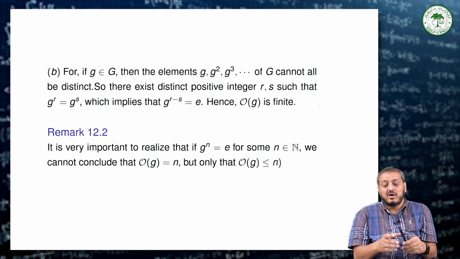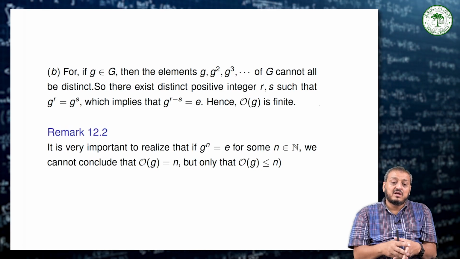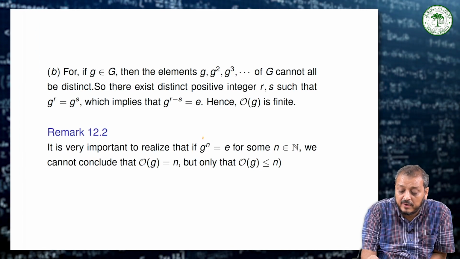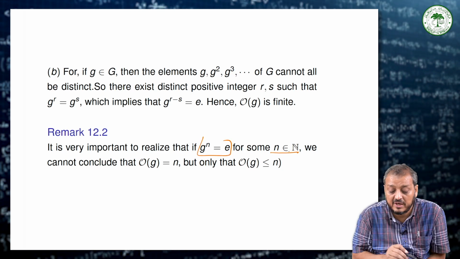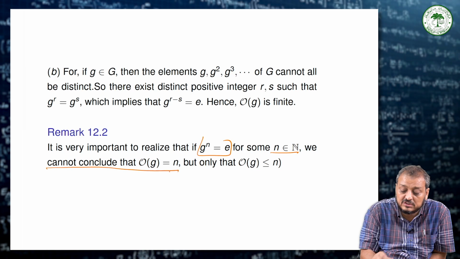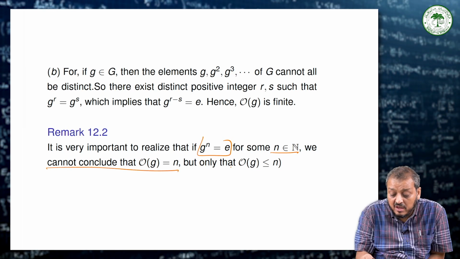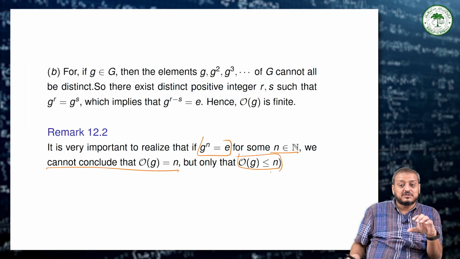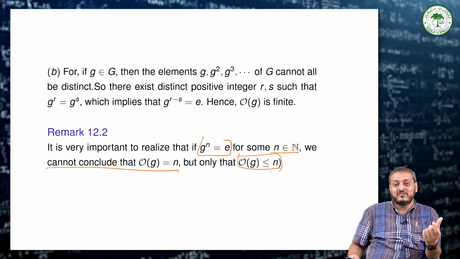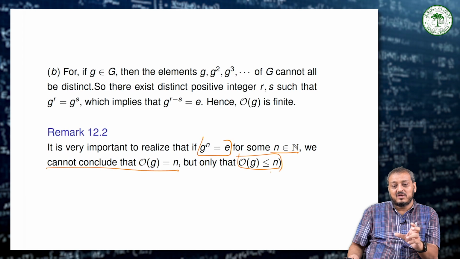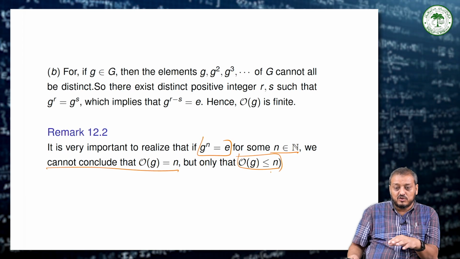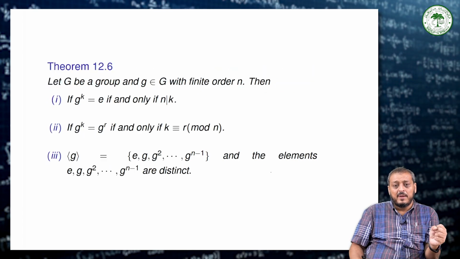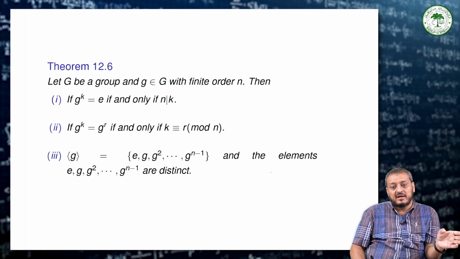So now I have a remark. It is very important to realize that if g to the power n is equal to the identity for some n in the natural numbers, we cannot conclude that the order of g is equal to n, but only that the order of g is less than or equal to n, because we have to say that n is the smallest positive integer. So we cannot conclude that exactly this is equal to this.